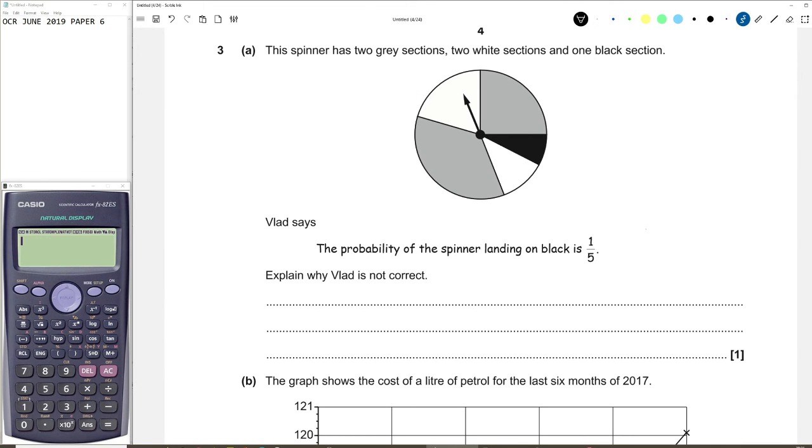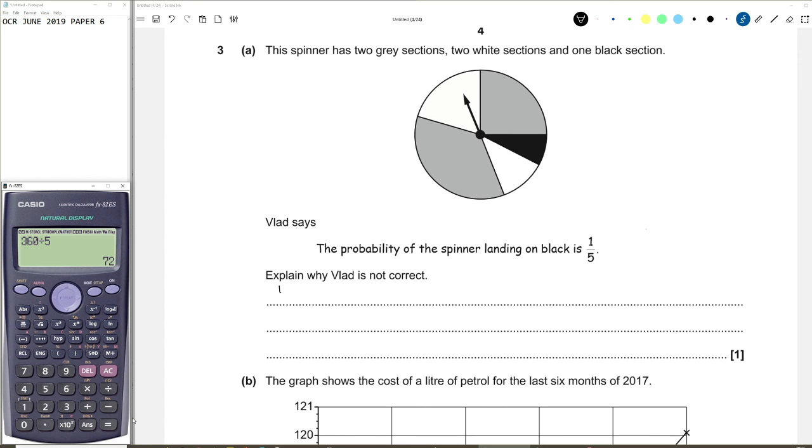Question 3a. This spinner has two grey sections, two white sections and one black section. Vlad says the probability of a spinner landing on black is 1/5. Explain why Vlad is not correct. Well, in order for the black to be 1/5, it should be 72 degrees of the circle, because 360 divided by 5 is 72. So that is not 72. Okay, so it's too small.